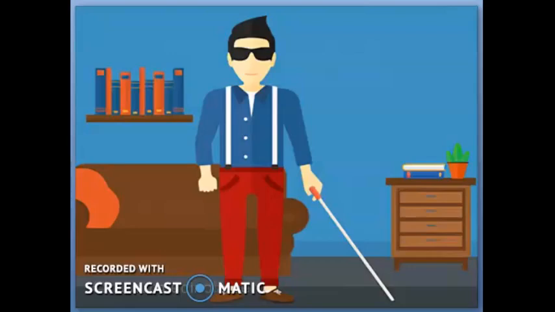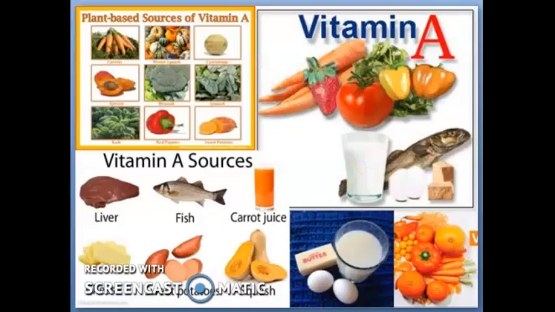So these persons have to take more vitamin A food items. Vitamin A is mainly present in liver, fish, carrot juice, cheese, sweet potatoes, squash, animal liver, red capsicum, and lettuce. All of these have vitamin A. If the night blindness person takes these, then the disease will be gone.